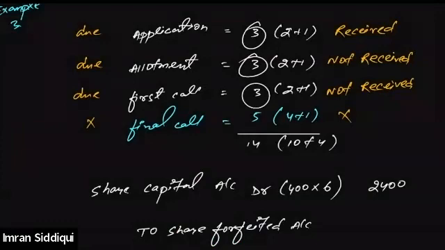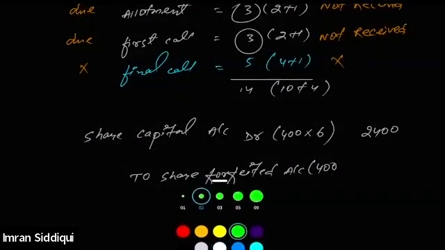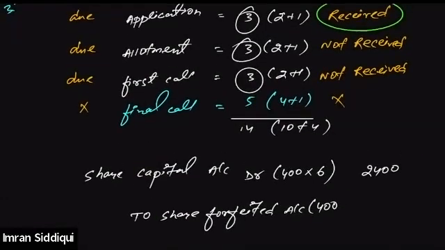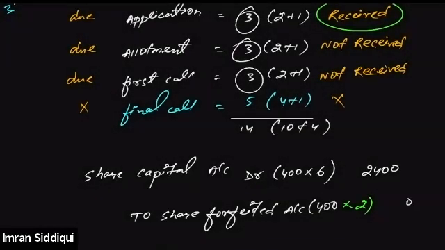So tell me, how much has he already paid? He only paid the application money. Is that right? Yes. So we will be multiplying the 400 shares being forfeited with, tell me, should I multiply this with 3 or with 2? You tell me. 2. By 2. Yes. All right. So multiplying this, we will get 800.